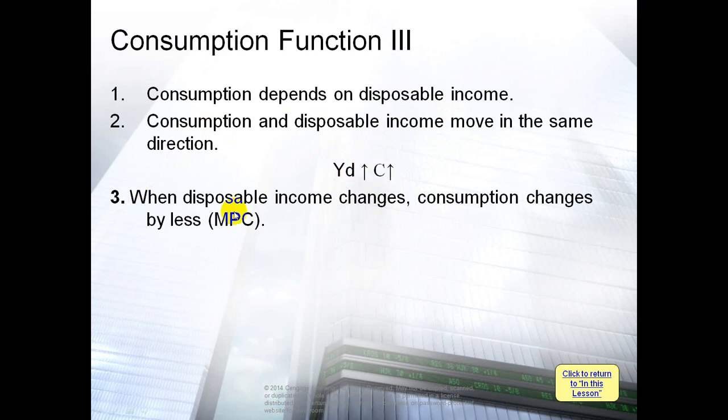The third point is when disposable income changes, consumption changes by less. For example, if disposable income changes by 50%, your salary increases by 50%, consumption changes but by a smaller percentage, and we call this the marginal propensity to consume. Say consumption changes by 25% while your salary rose 50%. The percentage change in consumption is always less than the percentage change in disposable income. So take these 3 points into consideration.